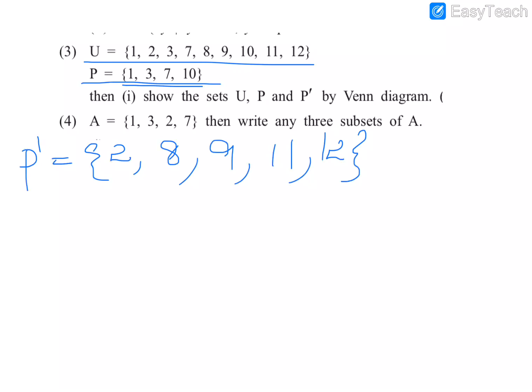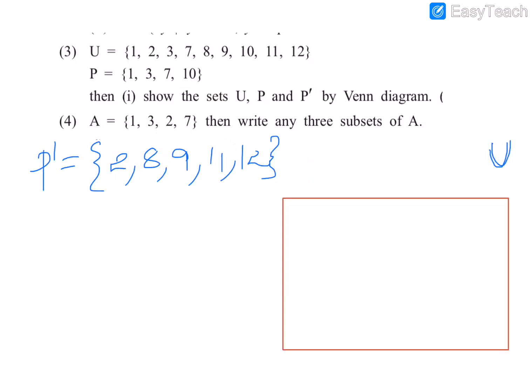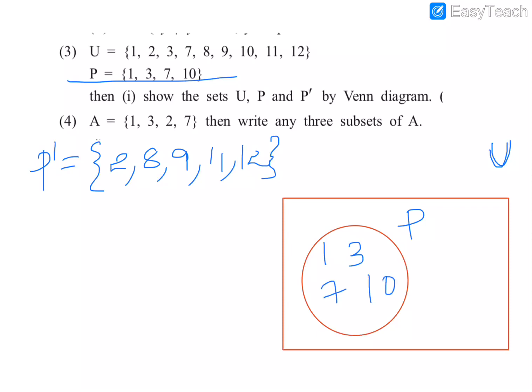Now we have to represent the set U, P and P complement in a Venn diagram. So how will it be? So this is the universal set U. Since P is a subset of U, I am marking P inside U. So what are the elements in P? That is, P is this: 1, 3, 7 and 10. And now what are the elements that are in P complement? P complement, or the rest of the elements in U, will be 2, 8, 9, 11 and 12.